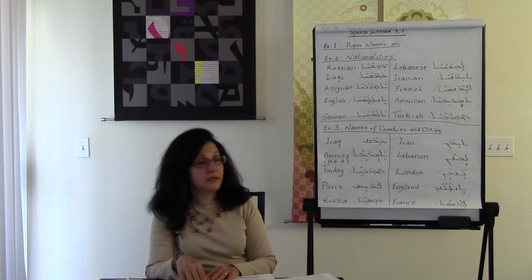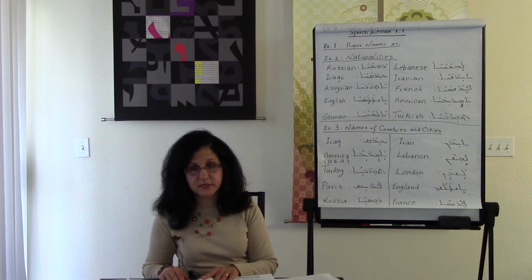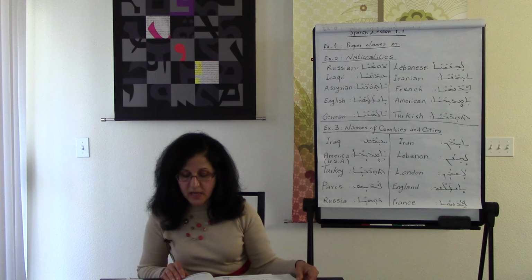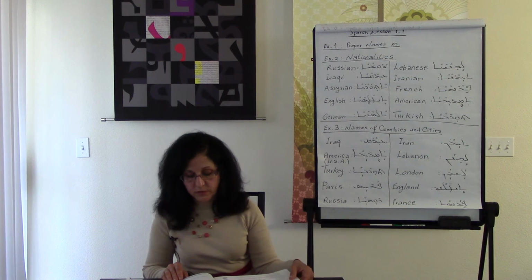Now in exercise 3, we have names of cities, countries, and some places. So for instance, I'll say Ana membnai Paris iwen Fransa, and you will say Ana membnai Fransa iwen.